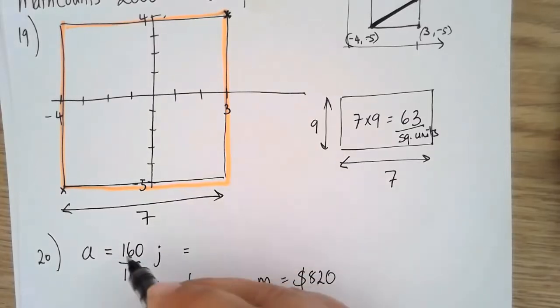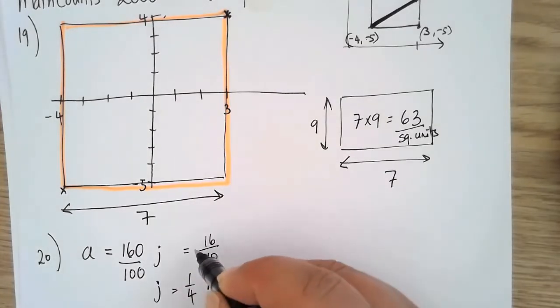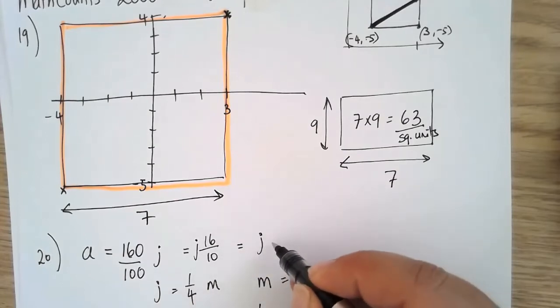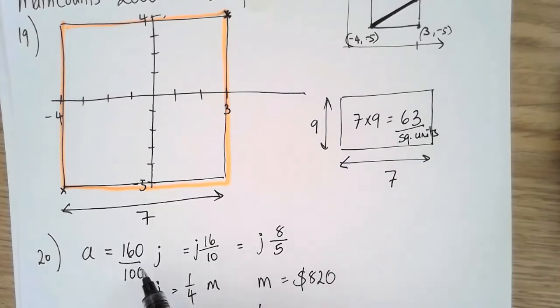I'm just going to simplify this while we're here. So 16 over 10 multiplied by J. I can simplify it further, 8 over 5. So 8 over 5 is the same as 160%. So I now want to find out what Anne's is, and therefore I take what Jeff's is, 205, I multiply by 8 and I divide by 5.